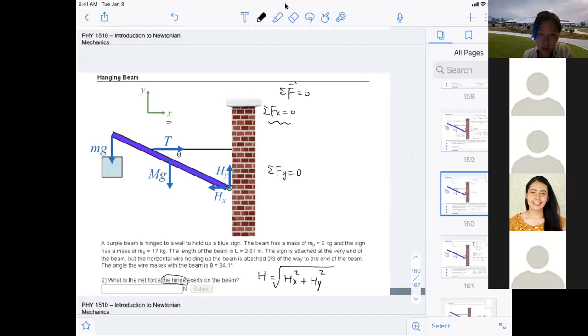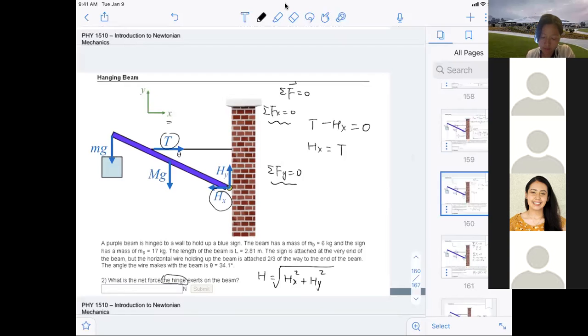Assuming to the right is positive, you take a look at all your forces in the X direction, you realize you really just have tension and the hinge force X component. So, all right, it looks like Hx has to equal the tension you just got. That is the first equation.